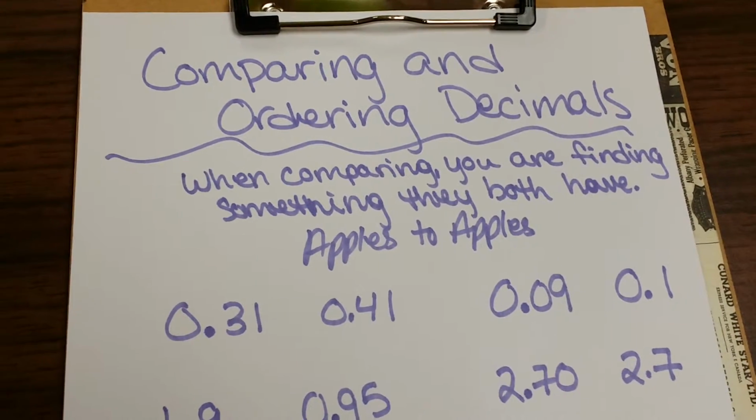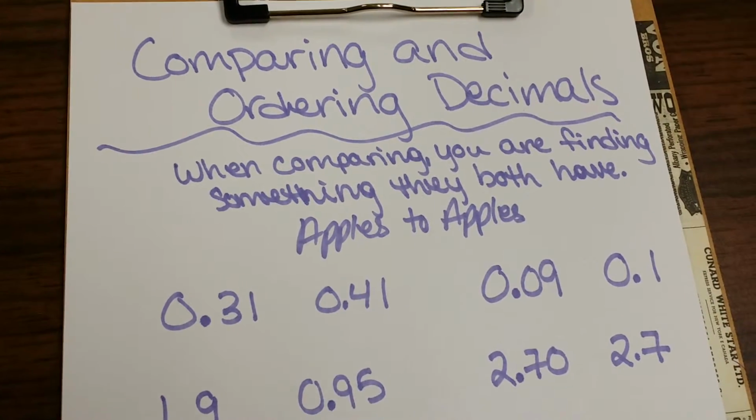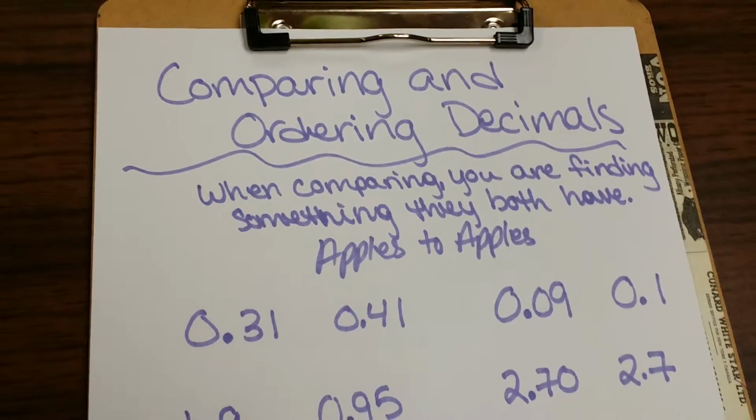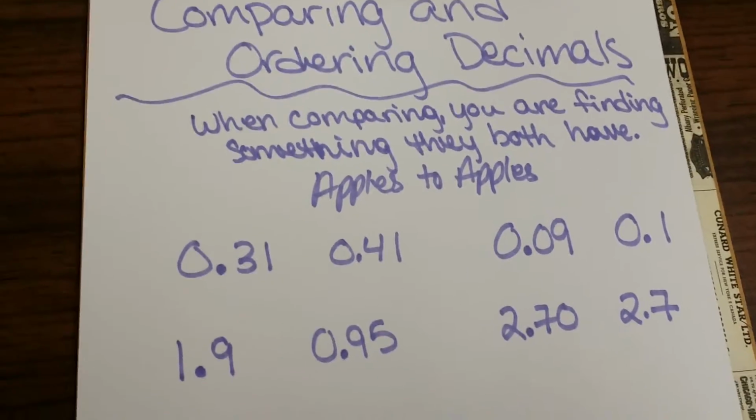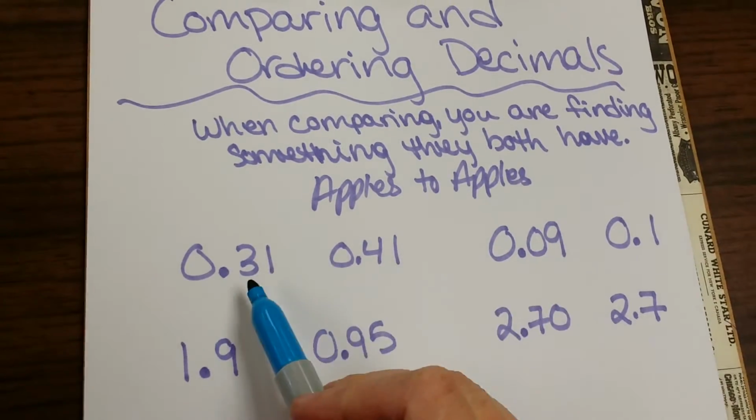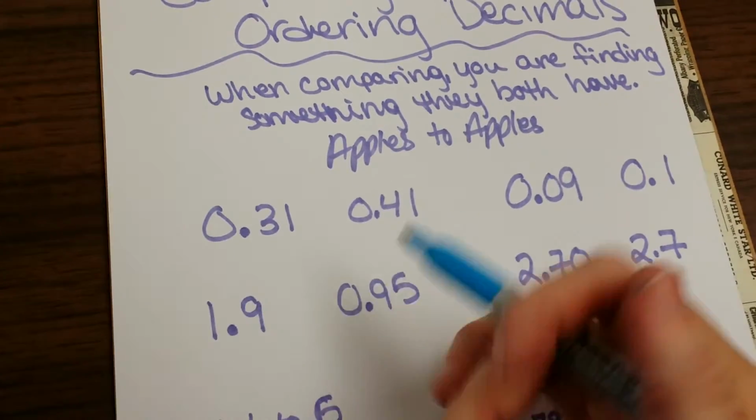So let's talk about comparing and ordering decimals. Remember, a decimal is just a fraction. That's all it is. So when you're comparing, you have to find something they both have, apples to apples. So let's look at this first set. This one's pretty easy to compare.